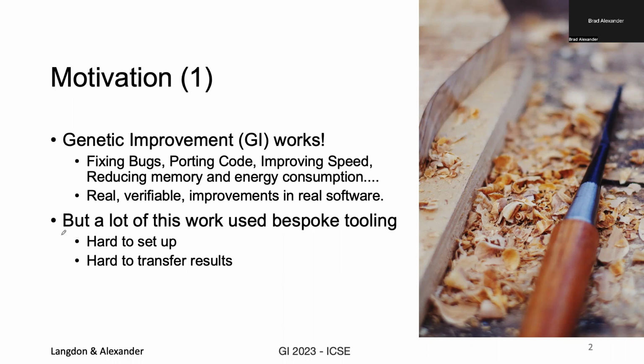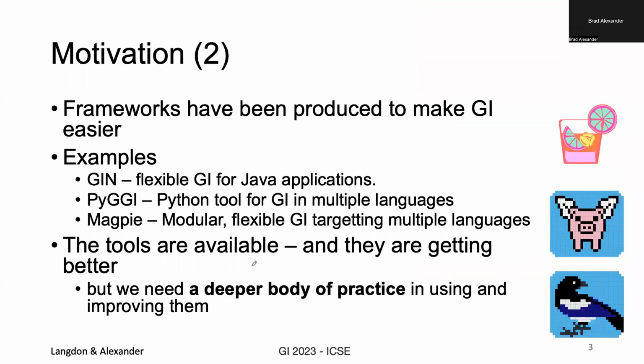One drawback to date, and it's common to a lot of researchers, is that a lot of this work has used bespoke tooling, which means that it's been hard to set up, and it's hard to transfer results and generalize to other settings. So to address this problem, a number of frameworks have been produced to make GI easier.